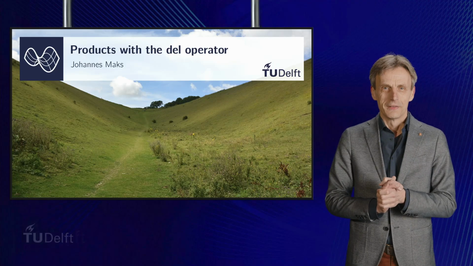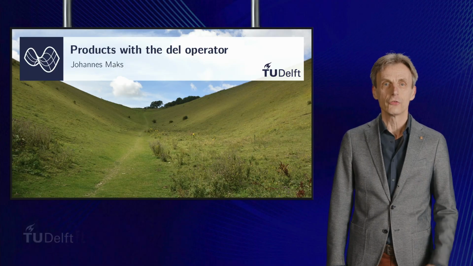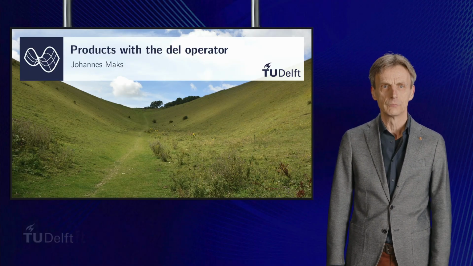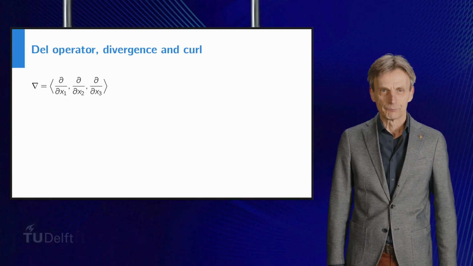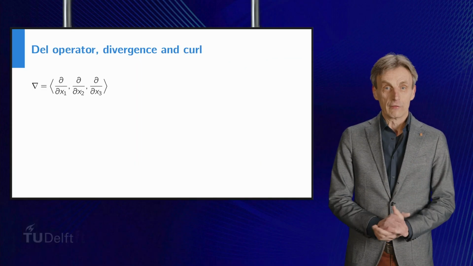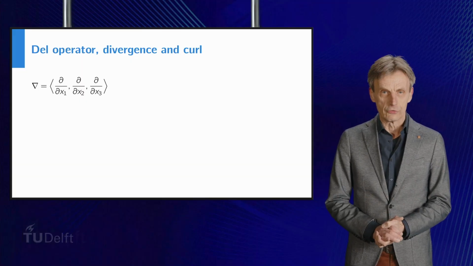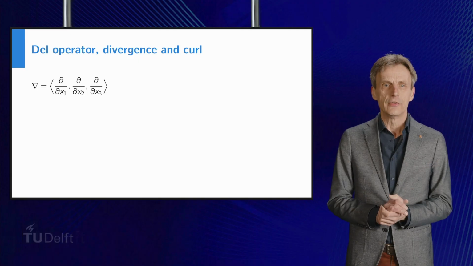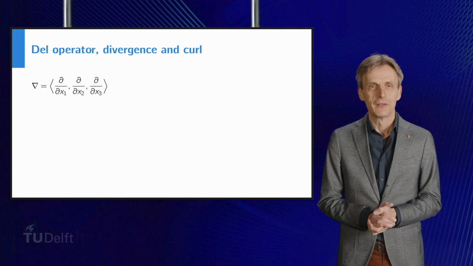Hi. Let's start with a brief summary of the symbolic notation for the divergence and the curl of a vector field. Recall the del operator shown here. It looks like a vector, but be aware that it isn't a vector in the usual sense. Its entries are differential operators, instead of numbers or functions.